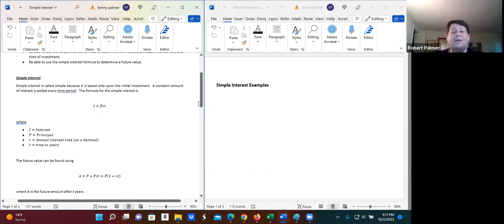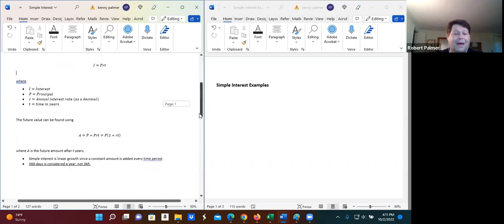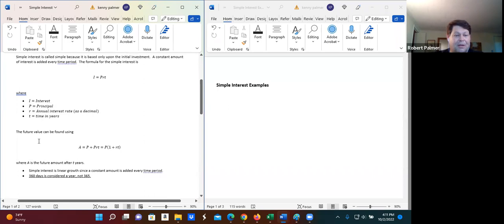Now, you can also find a future value by calculating it this way. A is called the future value, or future amount, after T years. Basically, that's your principal, which you first put in, plus the interest, which is PRT. So the initial amount plus the interest for that many years. We can also factor the P out and write it like this. Either way works.